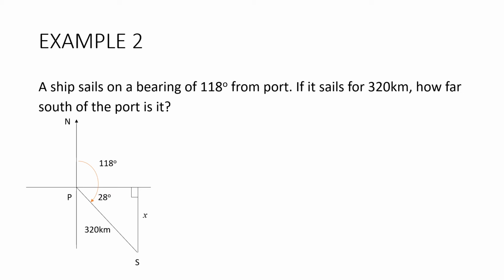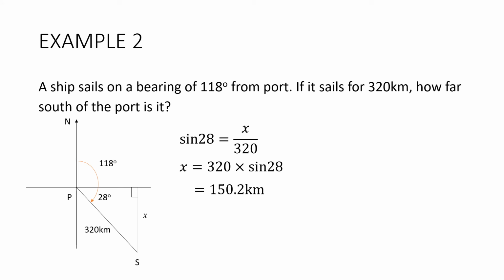Now I'm ready to do some trig. We have got opposite and hypotenuse, which is SOH CAH TOA, it's sine. Sine 28 is equal to opposite over hypotenuse. Sine 28 is equal to x over 320. Take our 320 up and over the other side, and x is equal to 320 times sine 28, which is 150.2 kilometers.